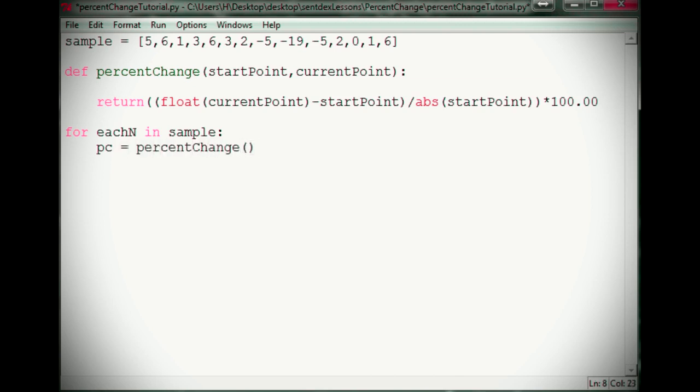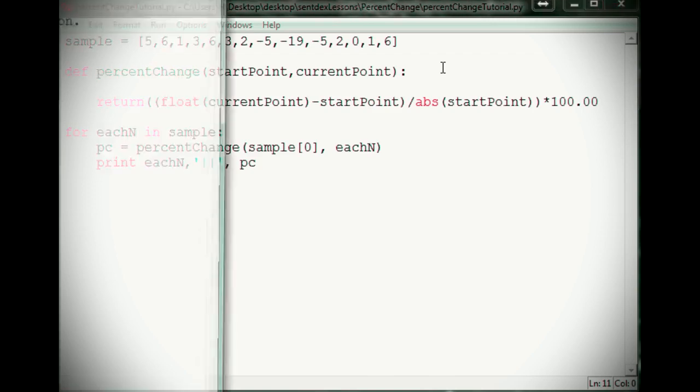where is our starting point, right? The first parameter is start point. Well, that's easy. That's sample 0. And where is the current point? Well, each n. And then when we're all done, let's go ahead and print each n, and then we'll print these little bars here so we can see the difference, and then PC. So cool. Let's save that and run it and look at the output.